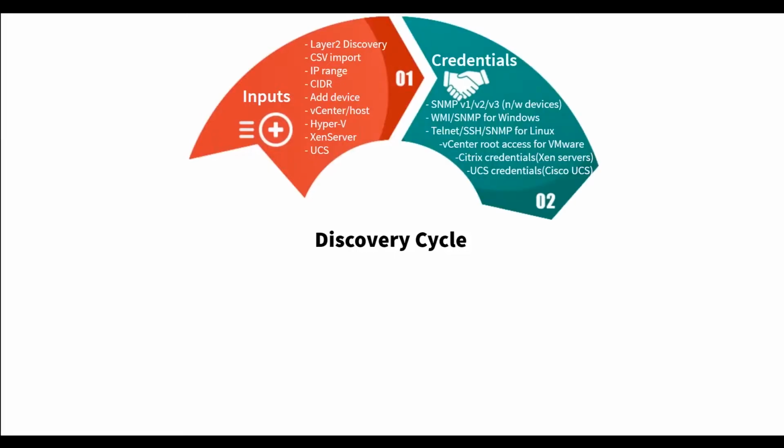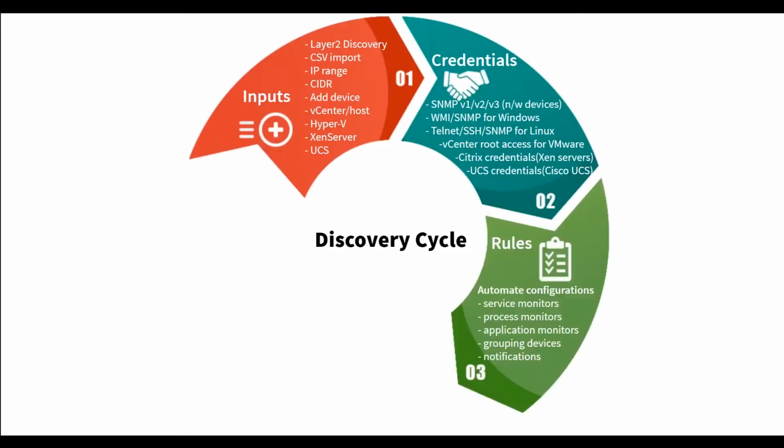And the second part is credentials, which is one of the vital stages of discovery. OpManager supports SNMP v1, v2, v3 for all your network devices, WMI and SNMP for Windows, Telnet, SSH, SNMP for Linux, vCenter root access VMware credentials for your vCenter or host discovery, Citrix credentials on Xen servers, and UCS credentials for your Cisco UCS devices. You've got to create credentials in OpManager before initiating the discovery.